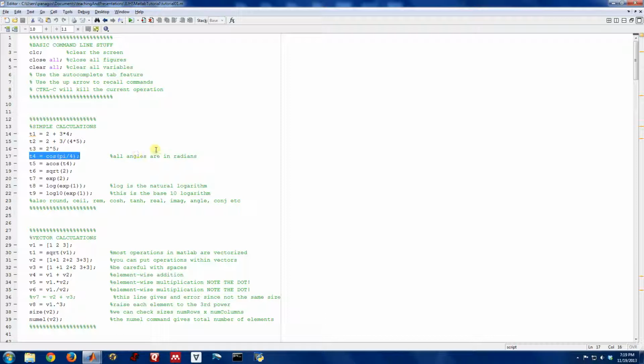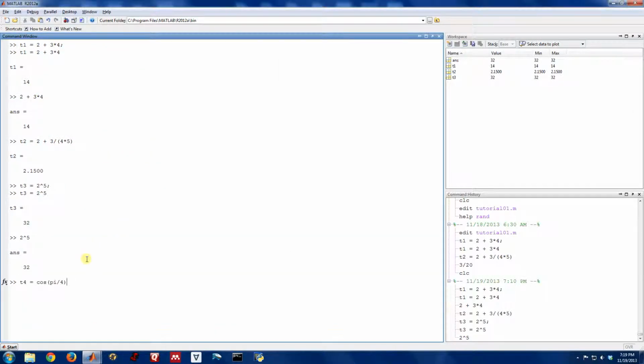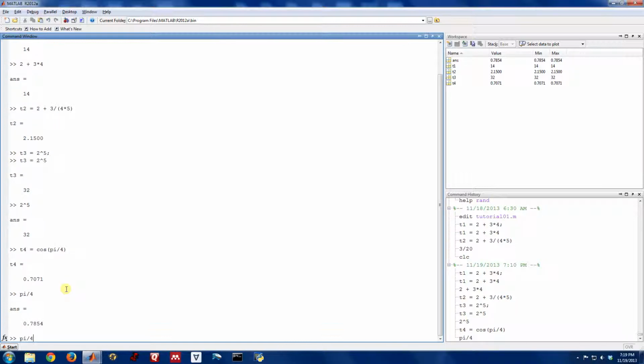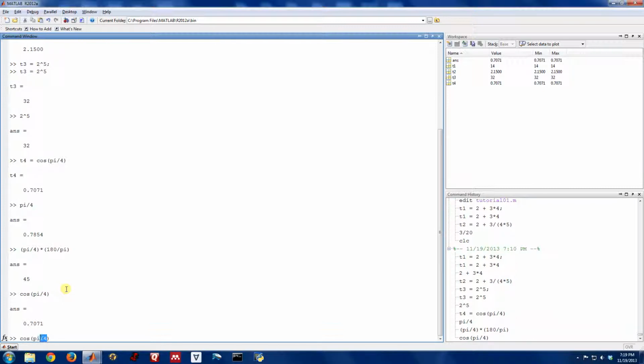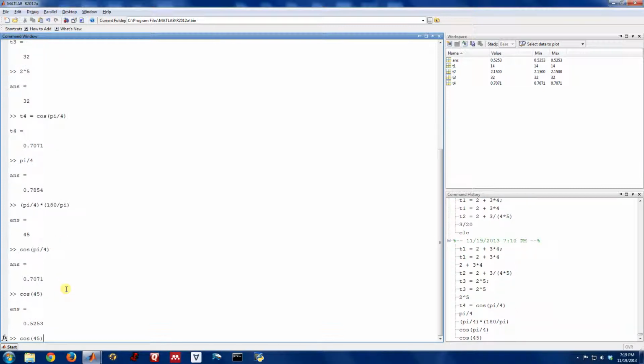Matlab has all the built-in trig functions that you could want. So if you want to evaluate the cosine of an angle, you can easily do that just by doing cosine of the desired angle. One important thing to keep track of in Matlab is all the angles are in radians. So pi over 4 is 0.7854 radians. In terms of degrees, you can convert to degrees by multiplying by 180 over pi. That is 45 degrees. So when you call cosine and trigonometric functions in Matlab, just make sure you call them with radians. If you call it with degrees, you're going to get a very different answer, and it's going to be very wrong.